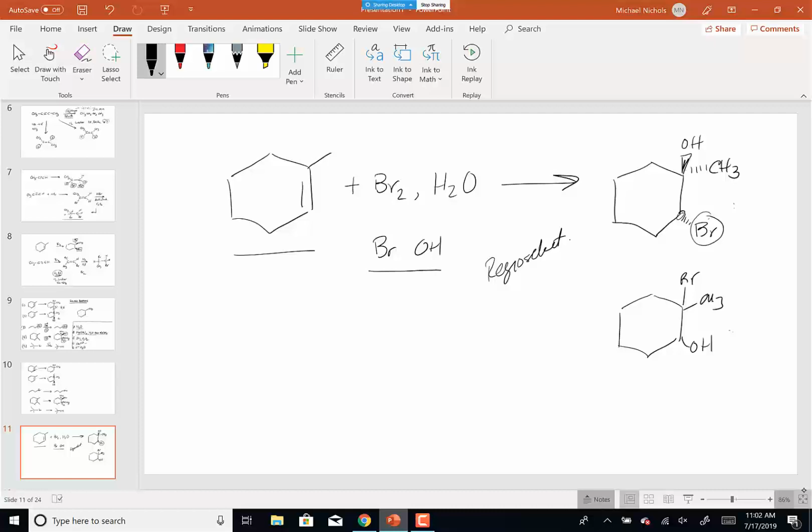Now, for stereoselectivity, what do I do? Let's look at the major product. What's my first criteria? How many?